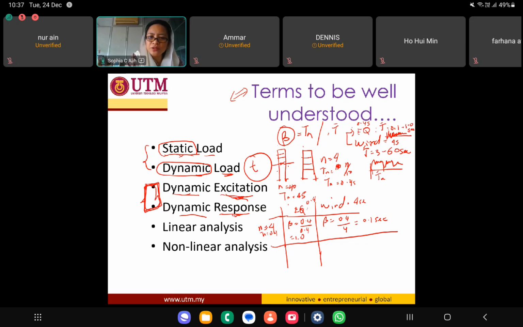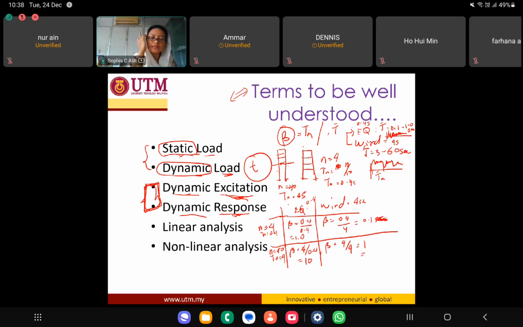Now if I have the long structure, which is n equal to 40 and the natural period equal to 4 seconds, and I impose this high-rise building with a local earthquake, my beta ratio is going to be 4 divided by 0.4, and I will have 10. If I impose it with wind load, I will have 4 divided by 4, and I will have a ratio of 1. Sorry, this is not second, this is the ratio.